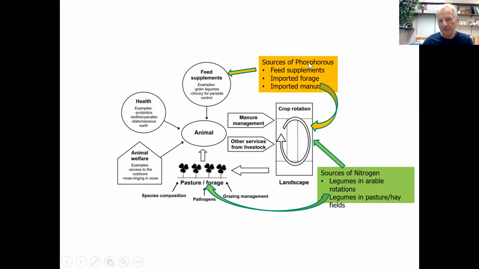And I've shown here sources of phosphorus would be feed supplements, imported forage, or imported manure. But we want to apply that phosphorus at a rate that the crop needs. And that would mean that the nitrogen rate from the manure would be far too low to grow most crops. You'll get a little bit of nitrogen with the manure, but manure is precious. And on large farms, it's usually only added for its phosphorus or micronutrient or potassium contribution.